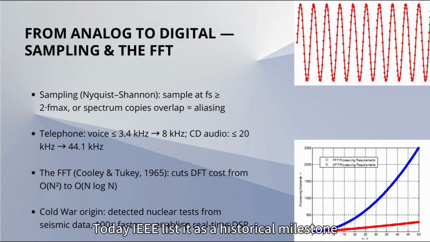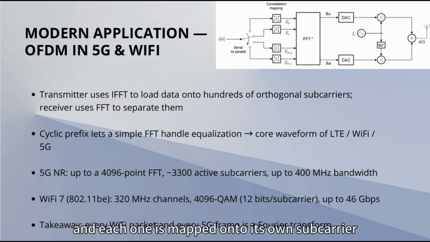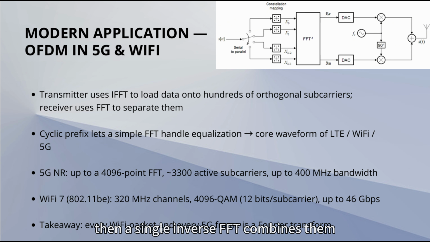Today, IEEE lists it as a historical milestone, the algorithm behind almost every digital device we use. Which brings us to the technology in your pocket right now, 5th generation and Wi-Fi, both built on OFDM. Look at the transmitter. Your data stream comes in, gets split into parallel streams, and each one is mapped onto its own subcarrier. Then a single inverse FFT combines them all into one signal to transmit.